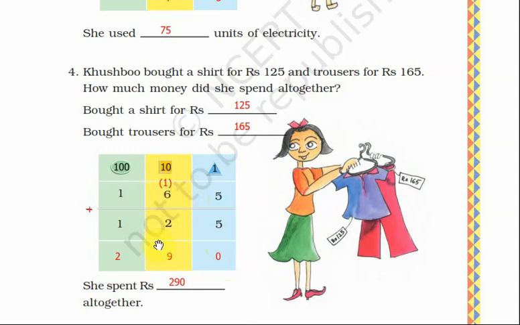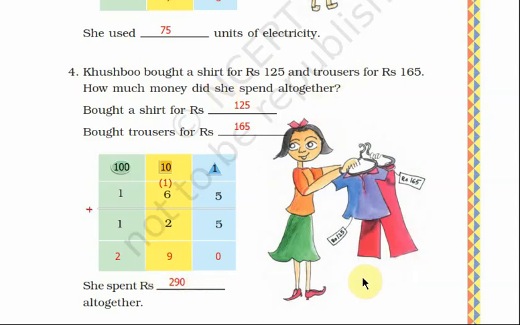Now add the numbers in the tens place. 6 plus 1. How much is 6 plus 1? 6 plus 1 is 7, and 7 plus 2 will give you 9. Moving to the hundreds place, 1 plus 1. How much is 1 plus 1? 1 plus 1 is 2. So what is the answer? 290. So she spent rupees 290 altogether. So the cost of this trouser as well as shirt is 290, and Kushbu paid 290 to the shopkeeper for this shirt and trouser. Otherwise, she spent altogether rupees 290.